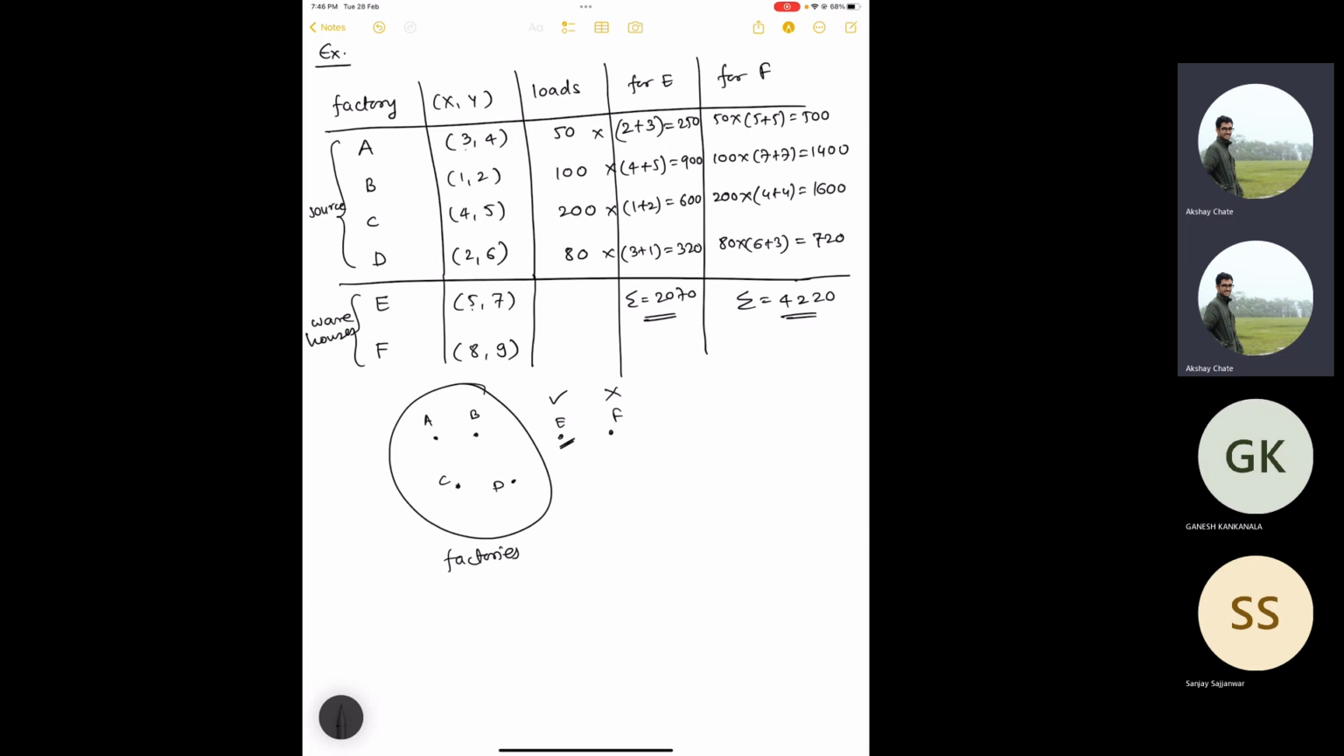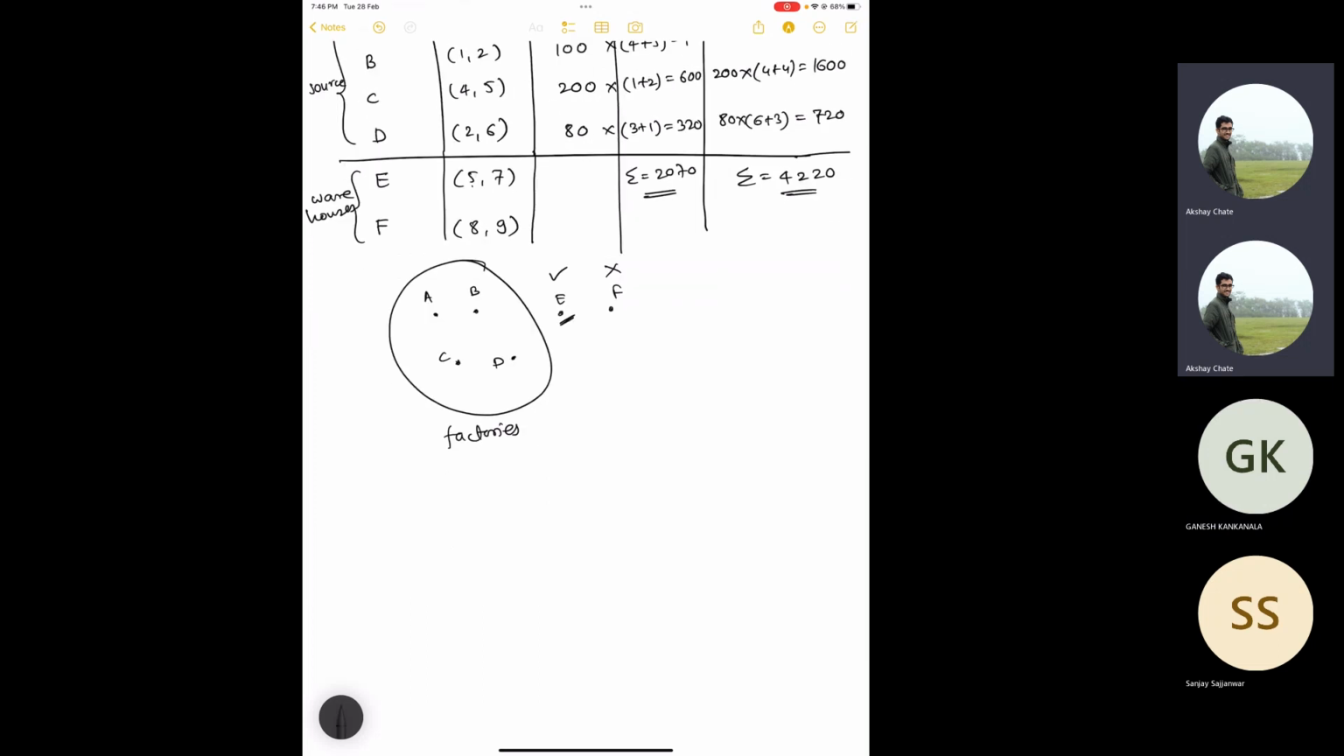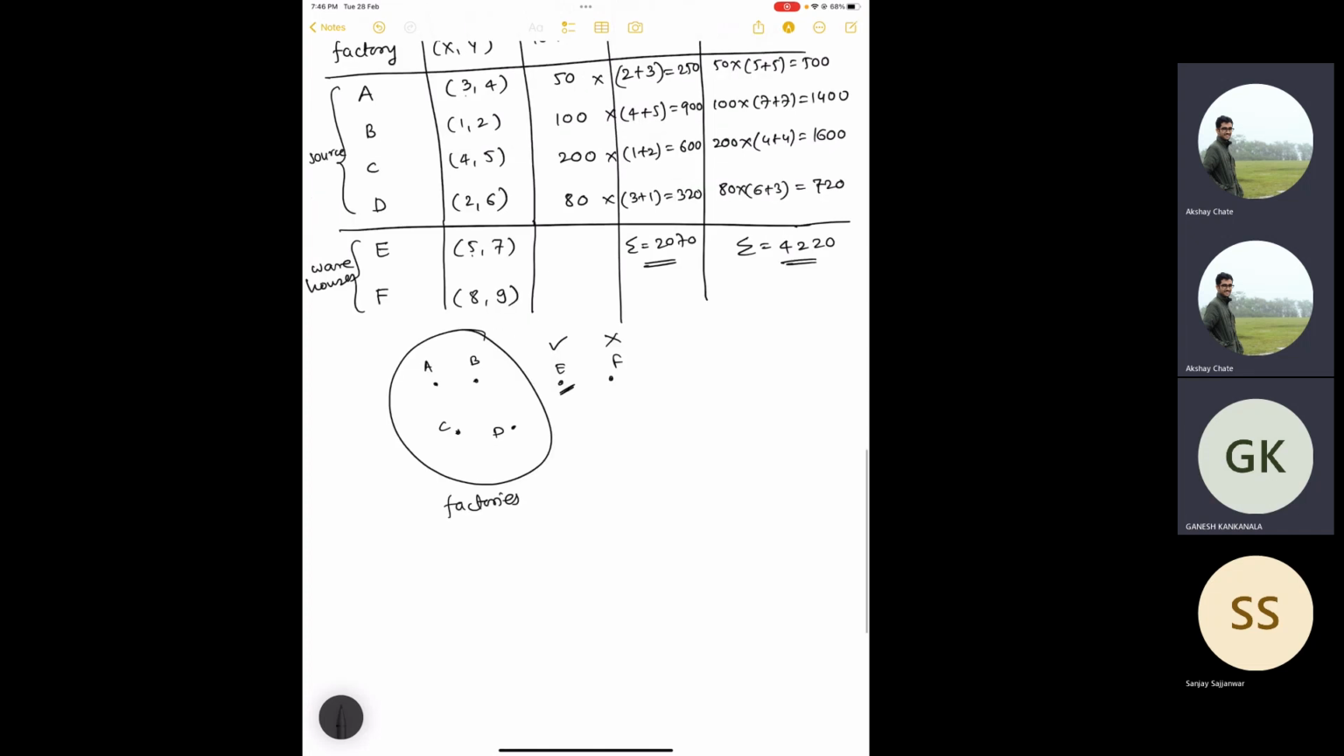Yes, sir. It depends from which point of view you are thinking. If you change your point of view, if you change your objective function, then everything changes. Then you will have to figure out how to apply these methods there. Okay.